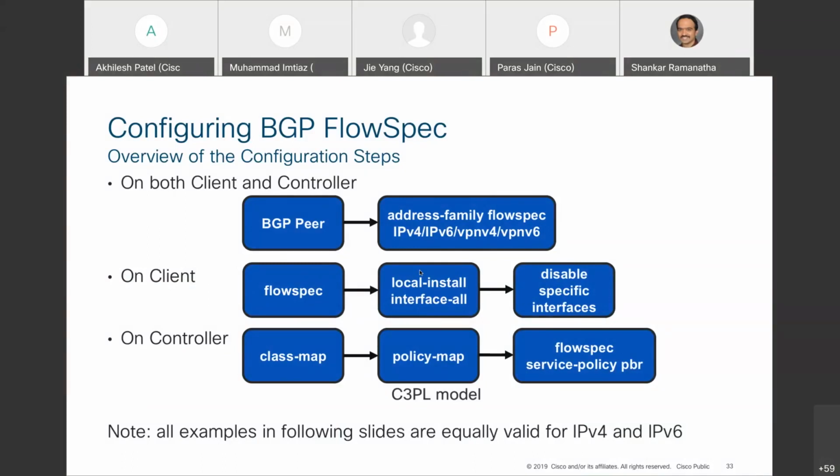Locally install interface all. This is where you install on all the interfaces, and then on certain interfaces, if you want to disable, you have to disable on those specific interfaces. On the controller side, you identify the traffic using the class map. Then you identify the action using the policy map, and then you have a flowspec service policy PBR command in order to apply that policy under the BGP flow spec. And once you have the session established, that policy will be advertised to the client.